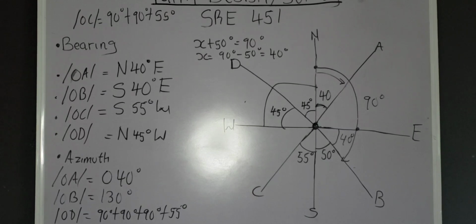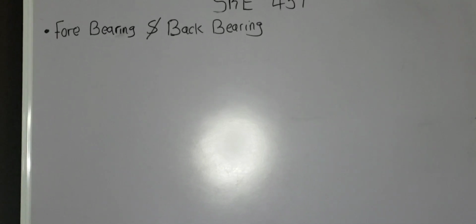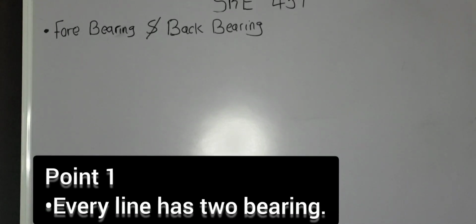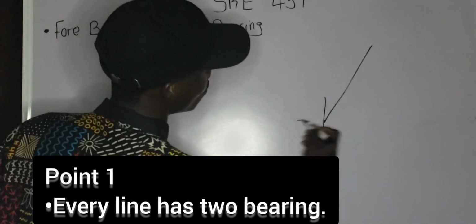Now another concept that I want us to talk about in this course is the concept of fore bearing and back bearing. Under this, I want us to note 4 points. The first point that I want you to note is that every line has 2 bearing. So if I draw a line like this, the line that you see here has 2 bearing.